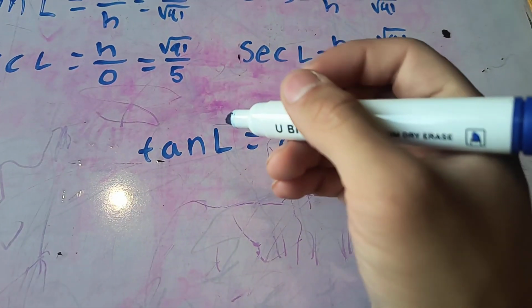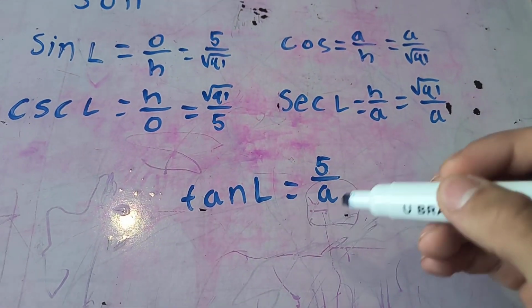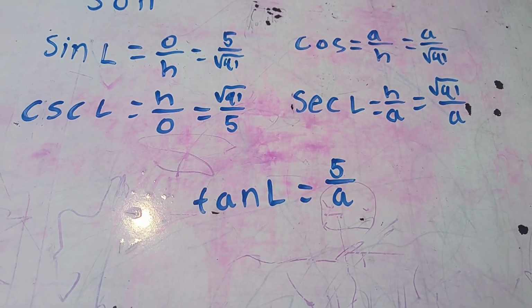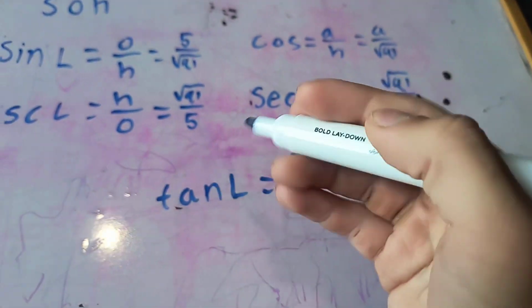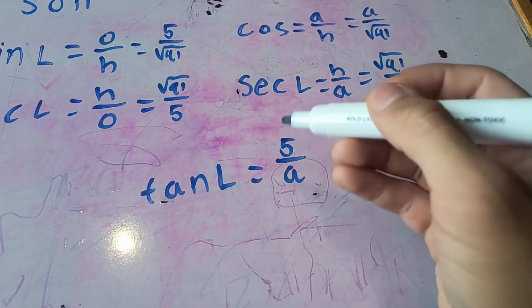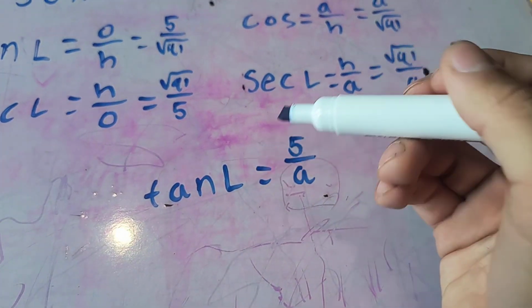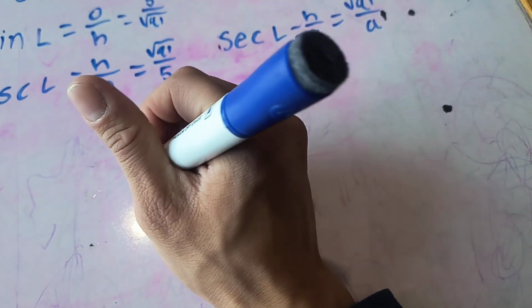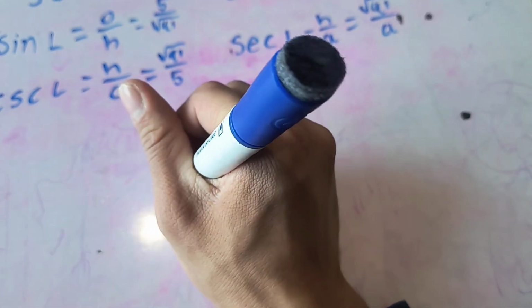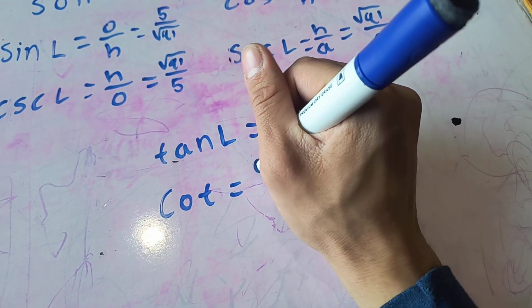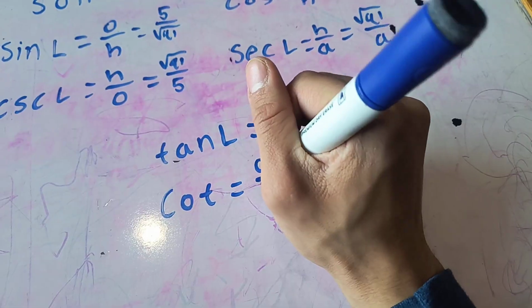Okay, now let's find the reciprocal of tangent. Well, the reciprocal of tangent is just going to be A over 5, or adjacent over opposite, and that's called the cotangent. Adjacent over the opposite.